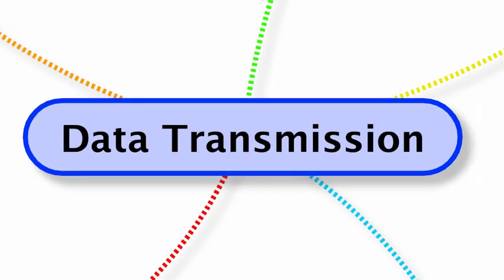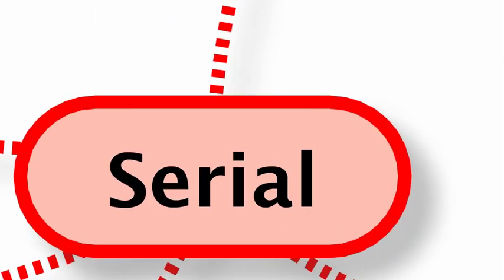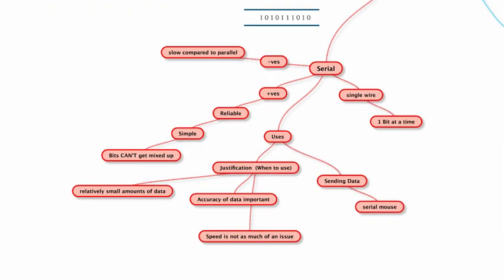So what we're going to look at, as I've just said, is data transmission. We have different types of transmission. The first one we're going to look at is serial transmission. So let's have a little look at what serial transmission is. Well, serial transmission takes place on a single wire and it's one bit at a time that gets transferred. So as we look here, if this was our wire, one bit would be going down at a time.